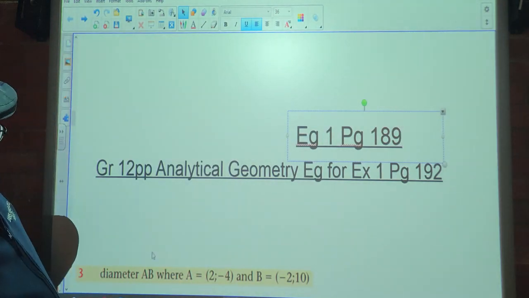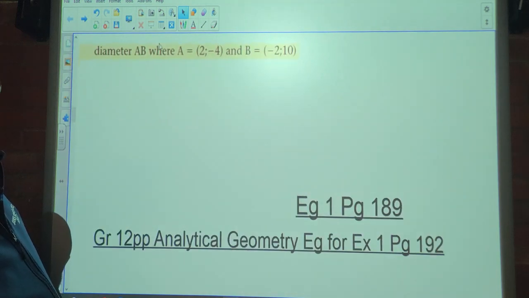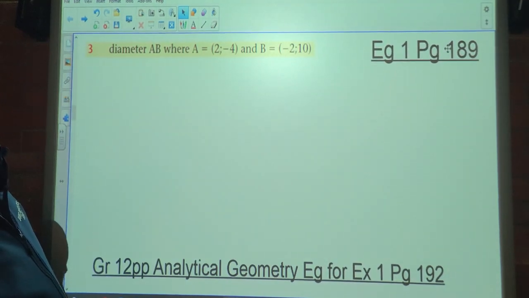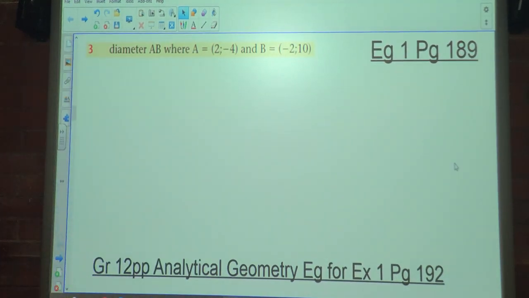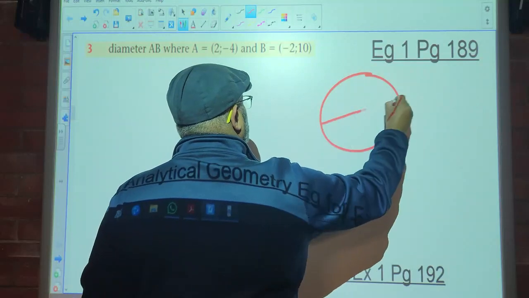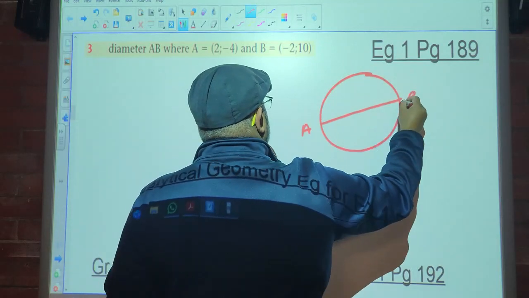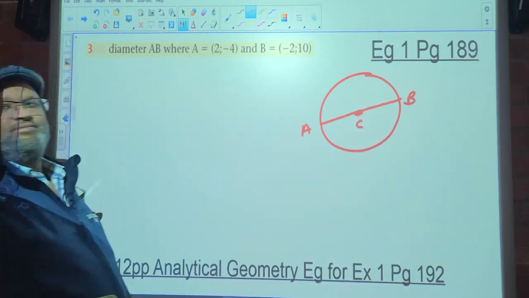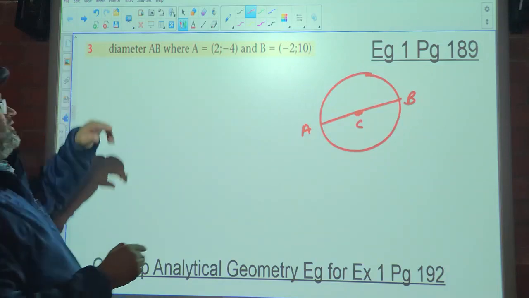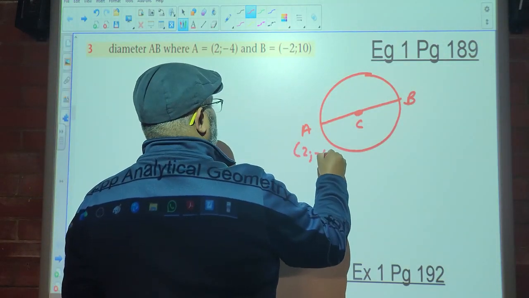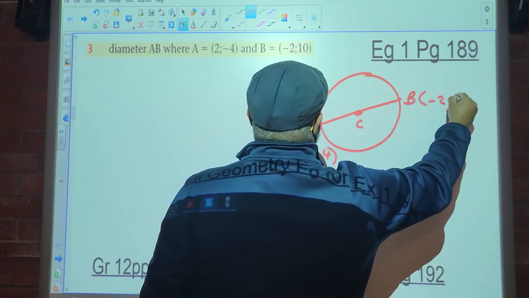Okay, people, let's look at number 3. Again, we are asked to determine the equation of the circle with diameter AB. So we have a circle, diameter AB. What do we know about the diameter? It goes through the center of the circle. Where A is (2, -4) and B is (-2, 10).